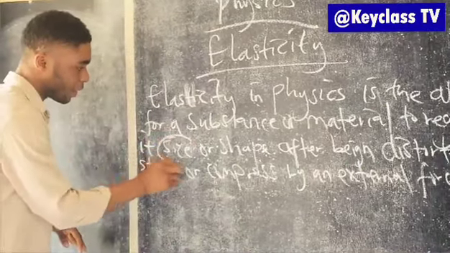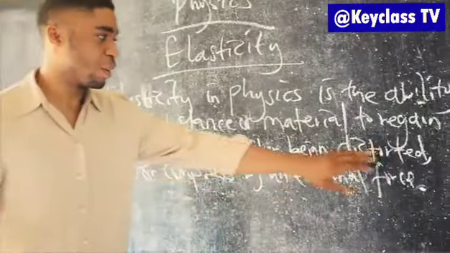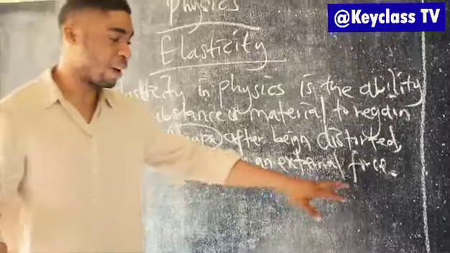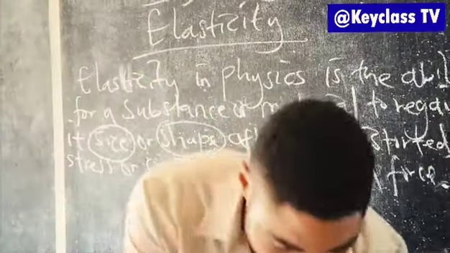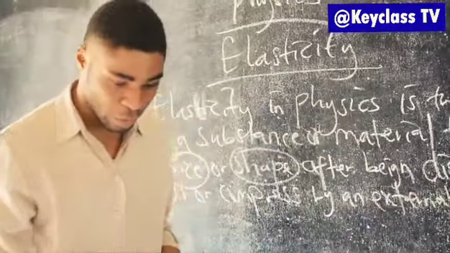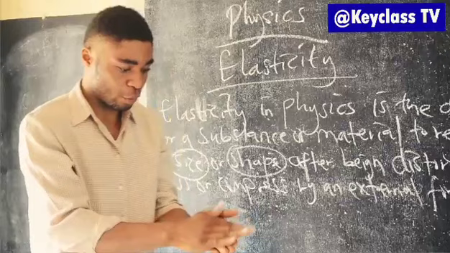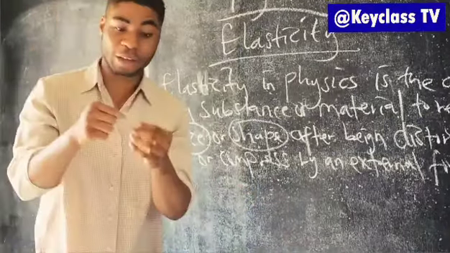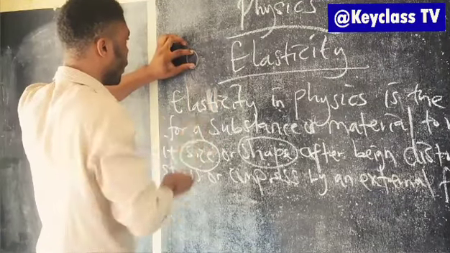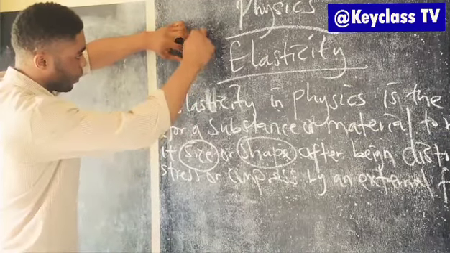Yes. So we say elasticity in physics is the ability for a substance or material to regain its size and shape, we underline the words size and shape, after being distorted, stressed, or compressed by an external force. I will illustrate this by making use of a rubber band. If I put this rubber band on a chalk, so that I can get the actual size of the rubber band on my board, I get this size.